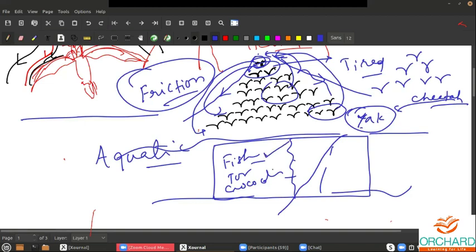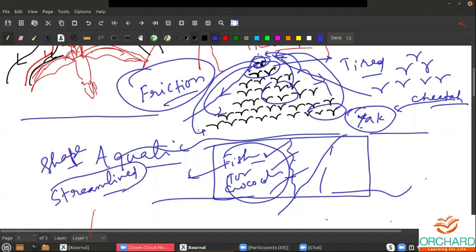Fishes, tortoise, crocodile, all these, or even in seawater you can see dolphins, okay? All these are having a shape. That shape is called a streamlined shape. Because by nature they have the body structure that would reduce the friction exerted by water. As they are aquatic animals, the body was structured in such a way that the friction exerted by the fluid is less as per their body structure.